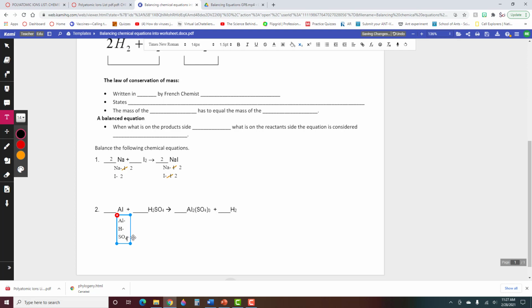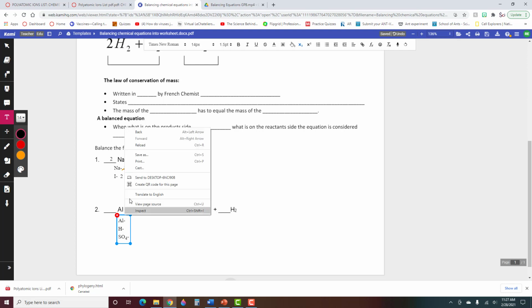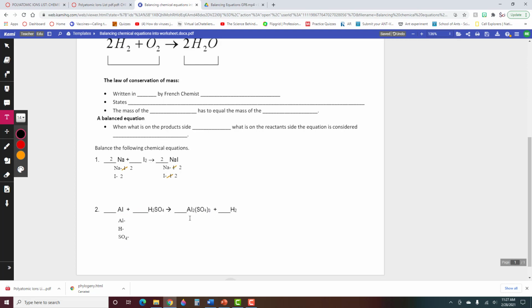So these are polyatomics. You'll see more of them next week. You won't see as many this week. So I have Al, H, and SO4. And then on this side of the equation, you also want to list the same thing in the same order, Al, H, SO4. Even if it doesn't appear in that same order, you want to still list them the same on the left and the right. That way you don't balance things incorrectly.